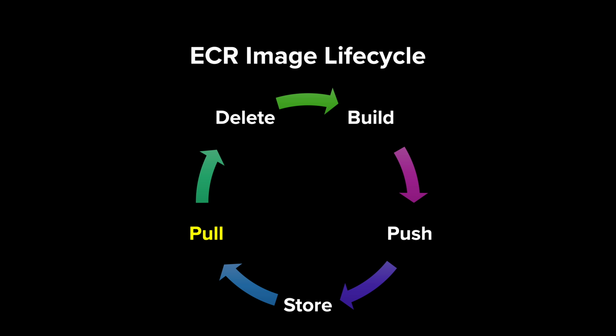After that, we have pull, which is when you retrieve the image from ECR to run it on a server or local machine. Services like ECS, EKS, or a local Docker host will pull the image whenever a container needs to be launched, ensuring that the correct version of your application is always available where it's needed.